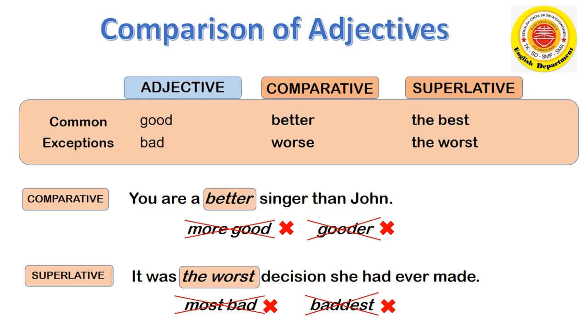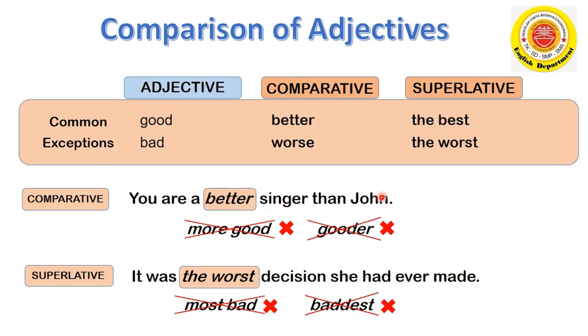Of course, there are always exceptions in English. Dalam bahasa Inggris, itu ada pengecualian. Example, for adjective good, the comparative form is better, and for the superlative form is the best. For example, you are a better singer than John. Yes. We don't say, you are a more good singer than John.